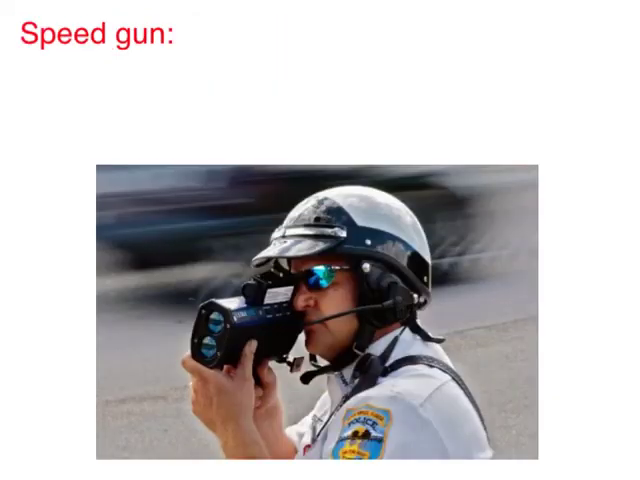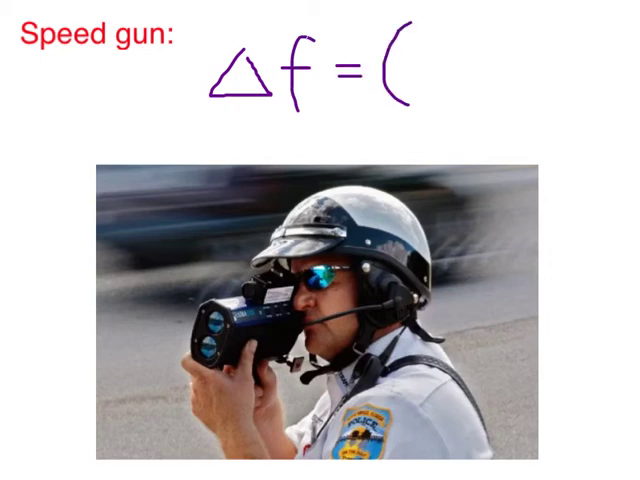This second example shows a police officer with a speed gun measuring the speed of an oncoming car. In this example, sound waves aren't used, they're electromagnetic waves, and we have a modified equation that we can use to measure the change in frequency detected by the speed gun. So the equation looks like this. We have the change in frequency measured by the speed gun is equal to the ratio of the speed of the object divided by the speed of sound, multiplied by the actual frequency emitted by the radar gun.